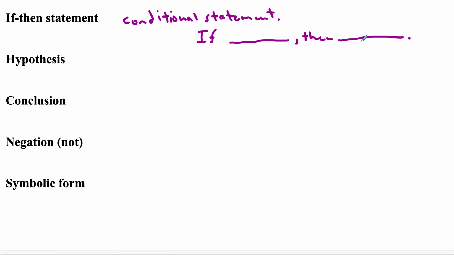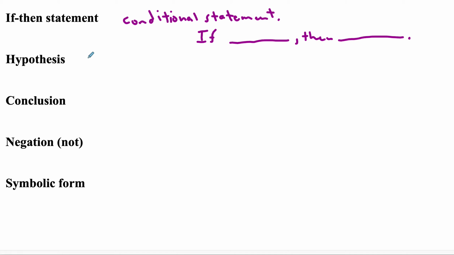If this happens, then this happens. So there's this condition, right? And then there's this cause, or I'm sorry, if this is a cause, then this would be the effect, okay? So this is the condition of the statement, and then this would be the effect of that cause, all right?